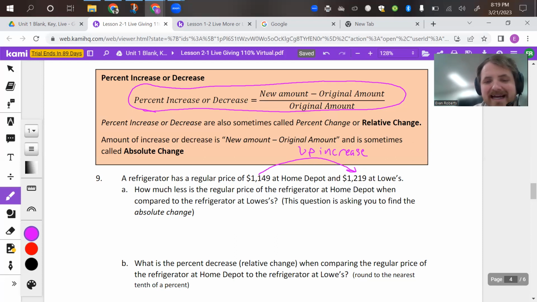So it says, how much less is the regular price of the refrigerator at Home Depot when compared to the refrigerator at Lowe's? So it's not asking percent. It's just asking how much, just like literally what are the amount of dollars you're paying. So I made this way more complicated than I needed to. And it's really just asking you to subtract those two things. So again, it's just asking you how much less is it, nothing about percentage. So it's just $70 less at Home Depot.